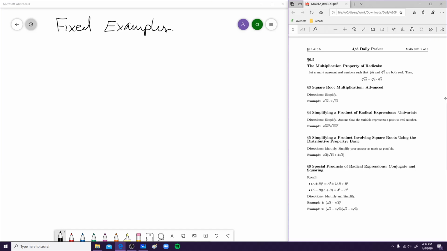Hello everyone. It has been brought to my attention that I did some arithmetic errors on some of the examples from Friday's lecture, 4-3. It was in section 3, section 5, and section 6, example 2.